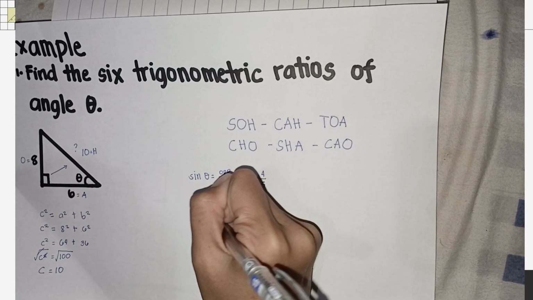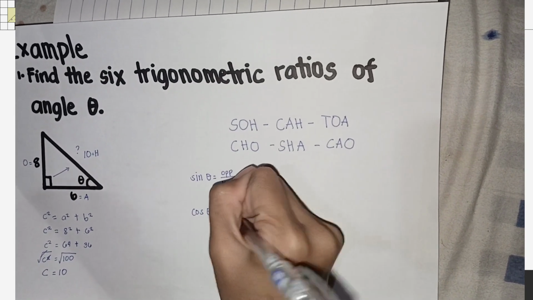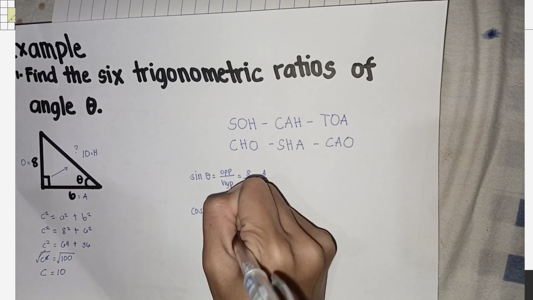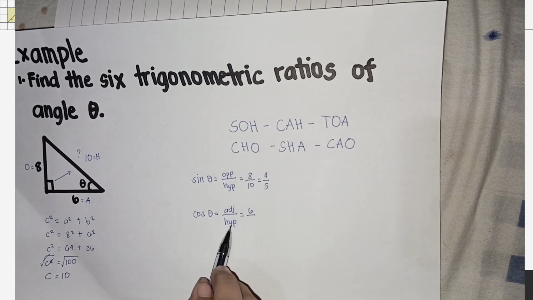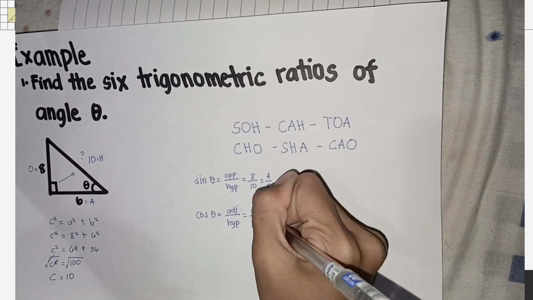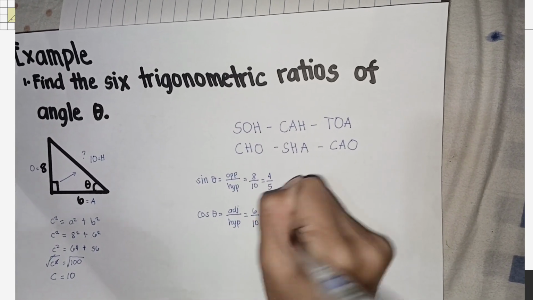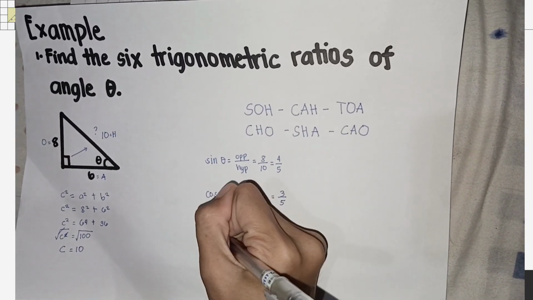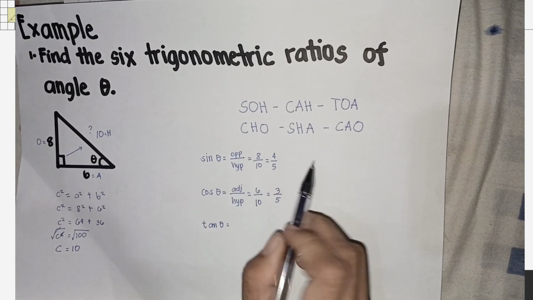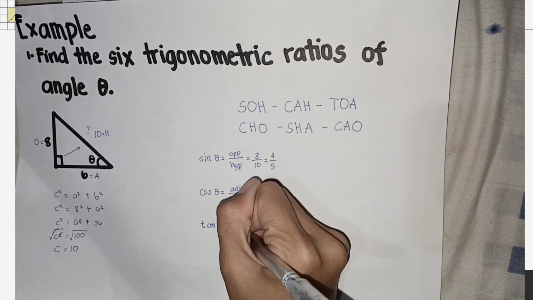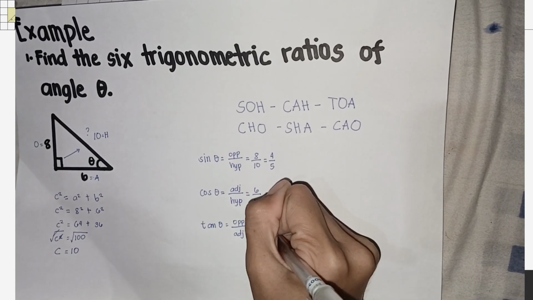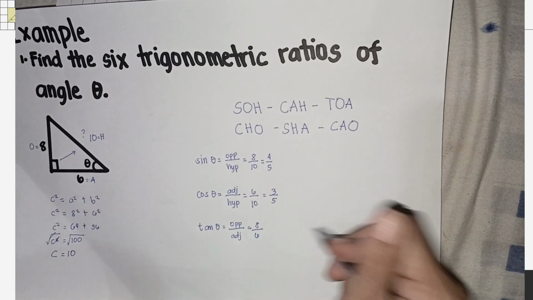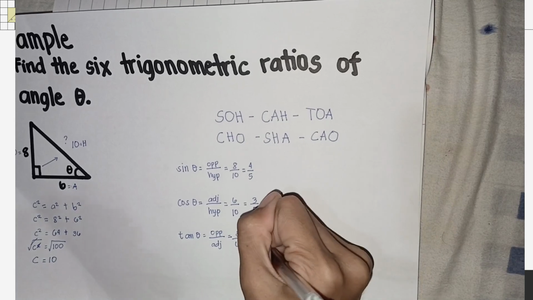Next is cosine theta is equal to adjacent over hypotenuse. The adjacent is 6 over the hypotenuse, which is 10. In lowest terms we get 3 over 5. Next is tangent theta is equal to opposite over adjacent. Our opposite is 8 over our adjacent, which is 6. In lowest terms we get 4 over 3.